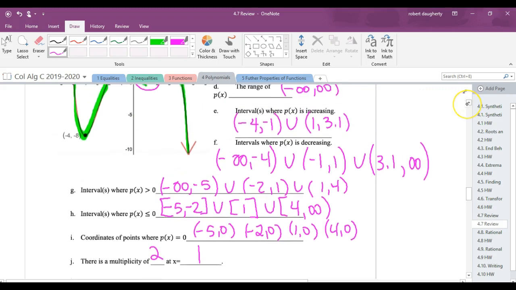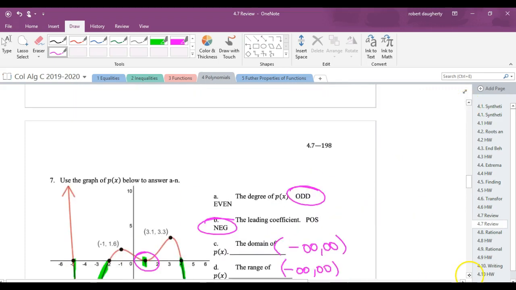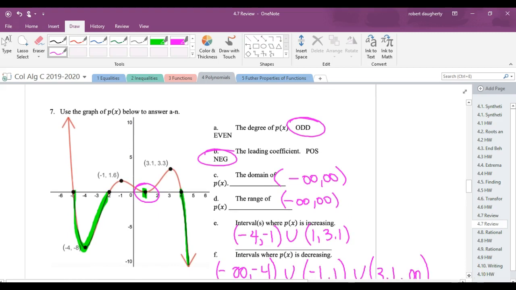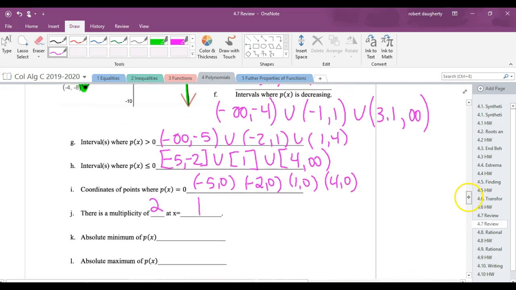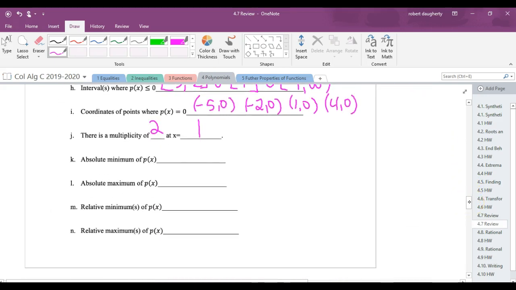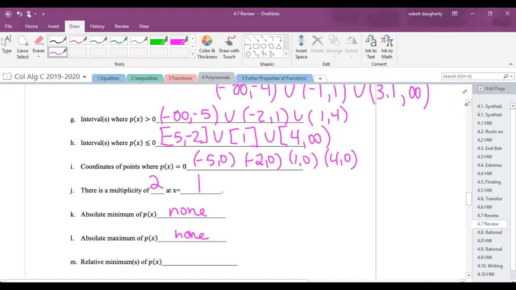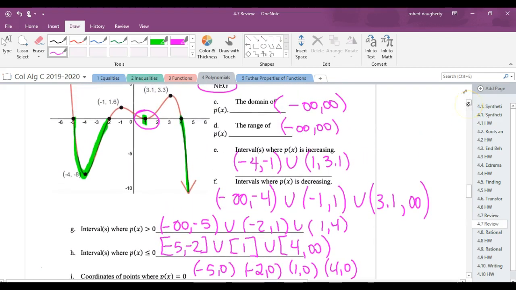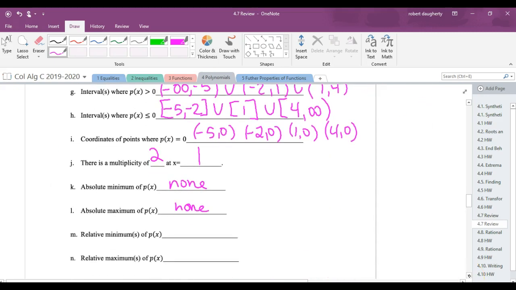Okay, absolute minimum. If you look at this graph, there's going to be no absolute min or max, because it goes up without bound and it goes down without bound. So in the absolute min, absolute max, there are none. Relative minimum. Every minimum or maximum I see now is a relative. So there's going to be a relative minimum. It looks like 2 of them. -4, -8, and 1, 0. So relative min, -4, -8, and 1, 0.